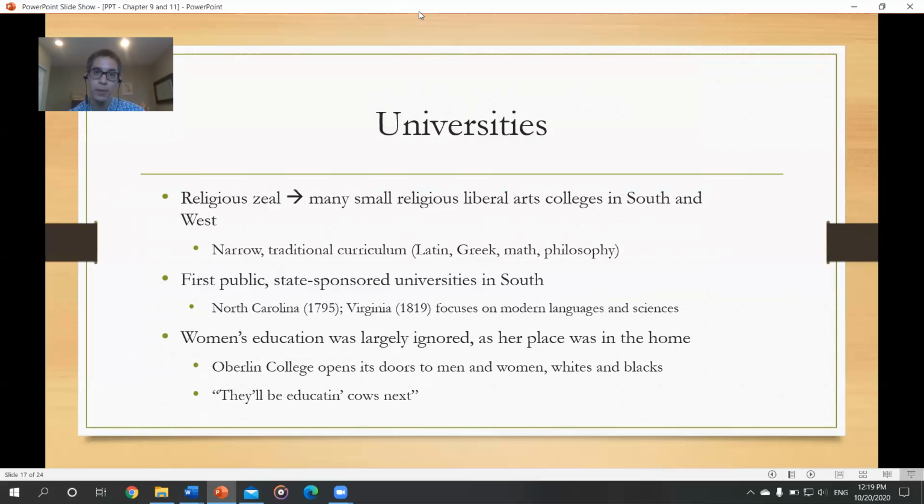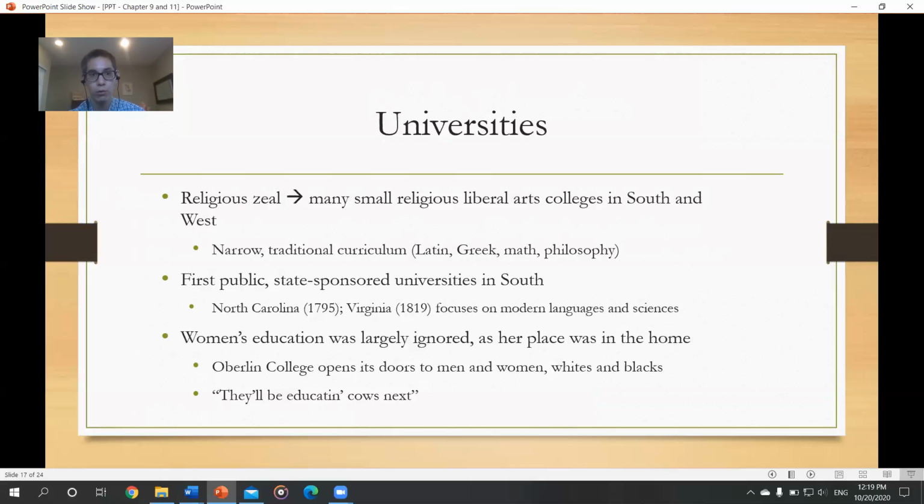The first public state-sponsored universities in the South. And they're focusing on, okay, Latin, Greek, math, philosophy as well, but also on the sciences and on modern languages, histories, the humanities, if you will. Now, this education was still pretty much exclusively for men.